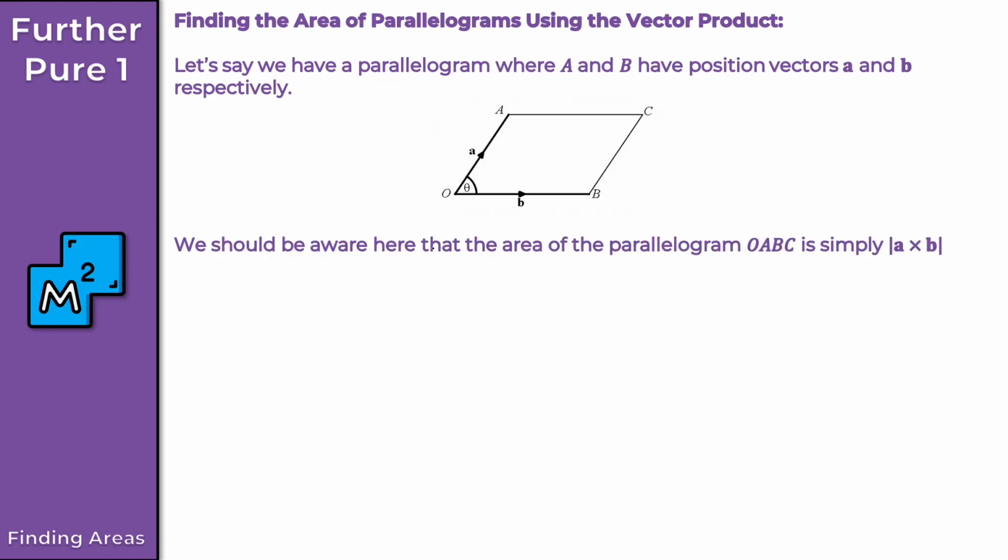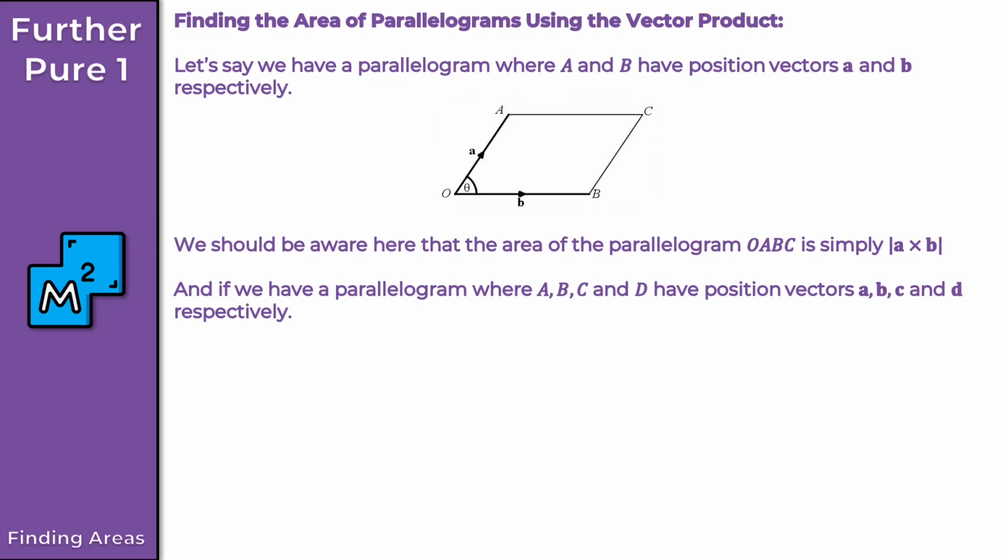Now we should be aware here that the area of the parallelogram OABC is simply the magnitude of this cross product here, right? I did mention this on the previous page when we had the triangle, and I extended that to be a parallelogram, that the area of the parallelogram OABC is simply the magnitude of the vector A crossed with the vector B. Okay.